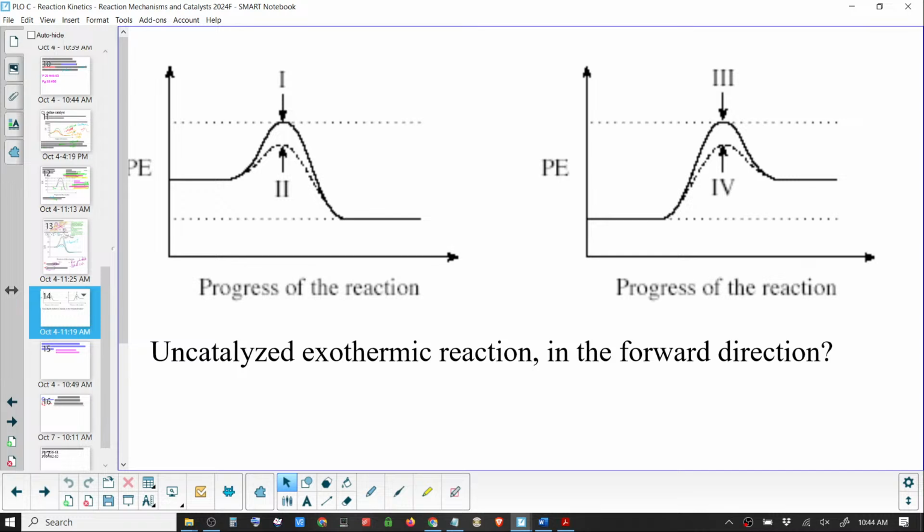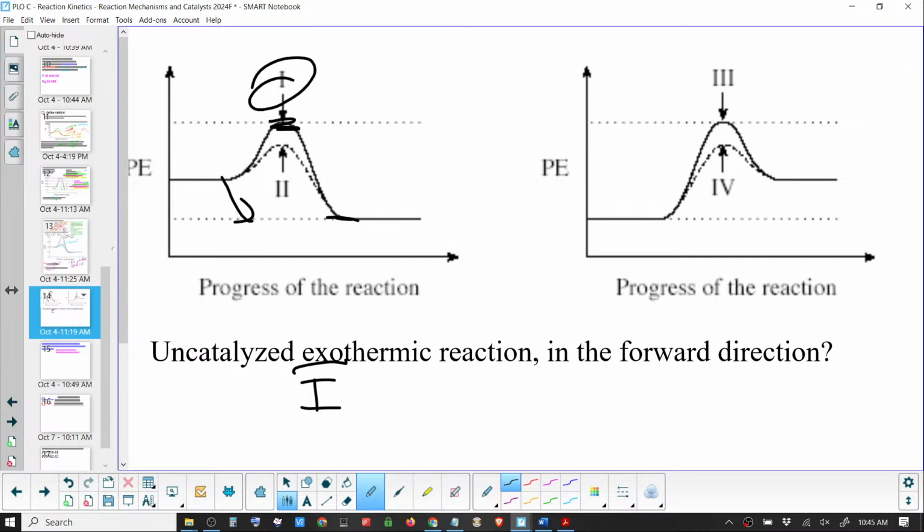Which one of those gives you the uncatalyzed exothermic reaction in the forward direction? 1, 2, 3, or 4. I'm going to ask Hannah. 1? Uncatalyzed, so we're looking for the highest peak. And we're looking for exothermic, so it has to go like this. So 1.